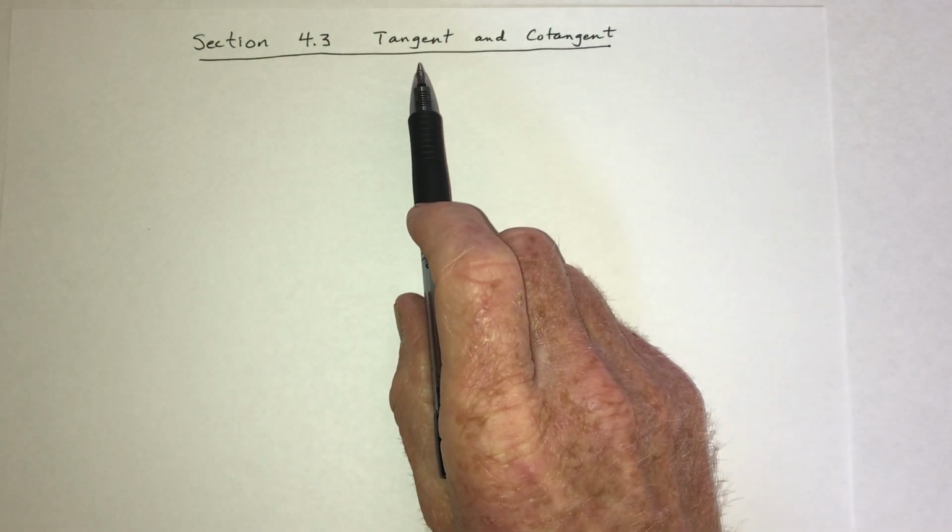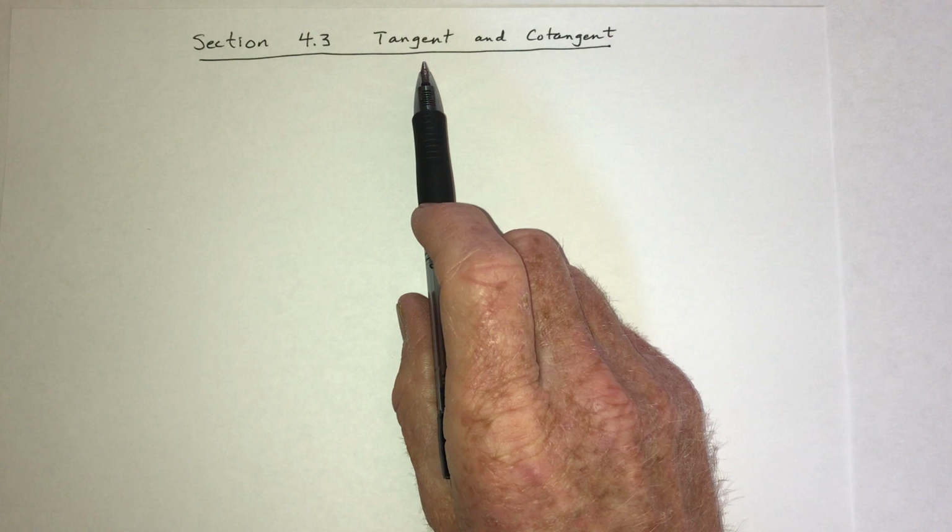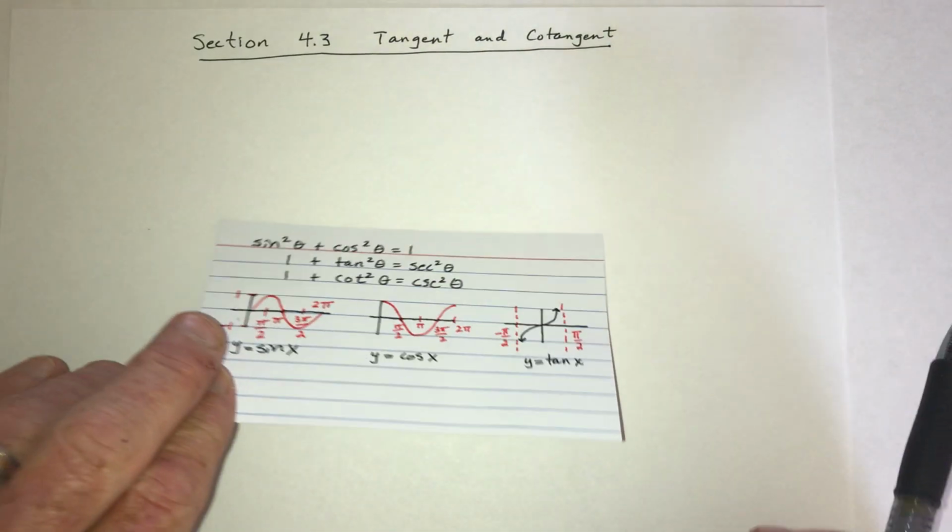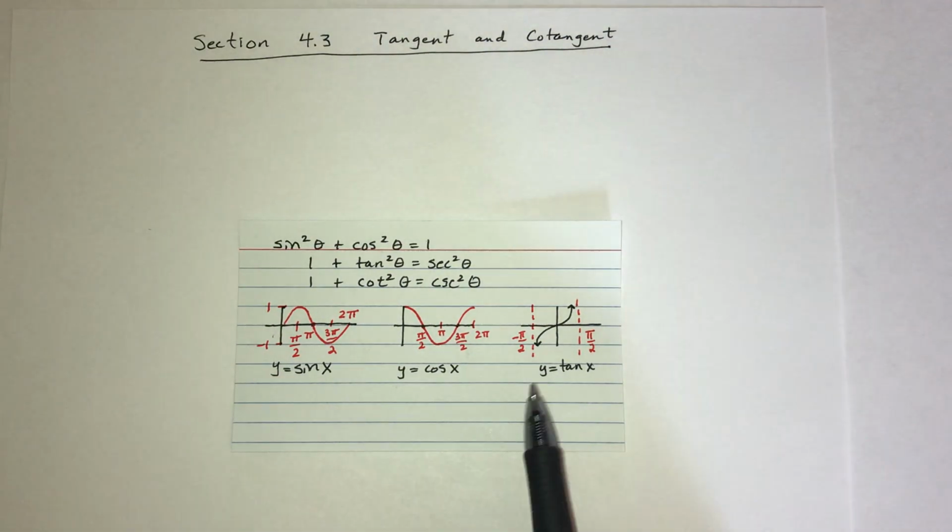And now for the graphs of tangent and cotangent. By far, the more important of the two is tangent. In fact, it's important enough that I'm even going to add it to my little 3x5 card right here.